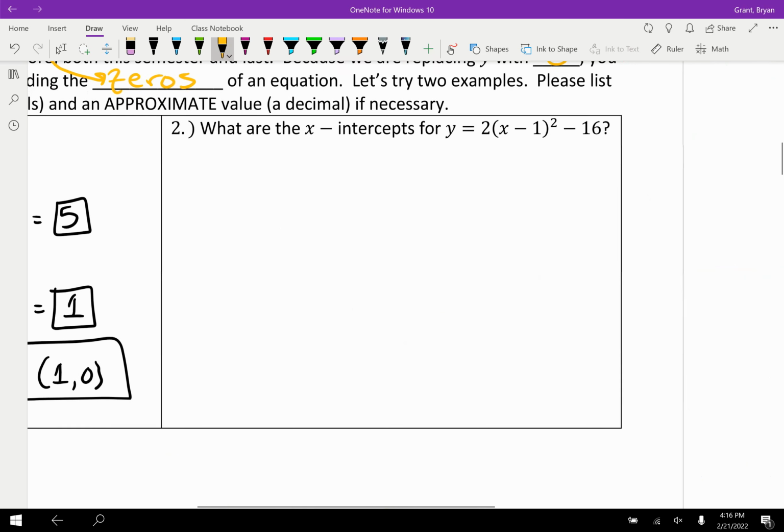What are the x-intercepts for the second one? Well, to find x-intercepts, we always start by replacing y with 0.